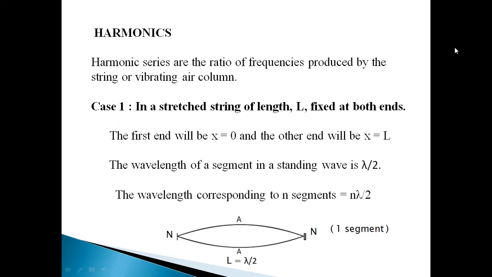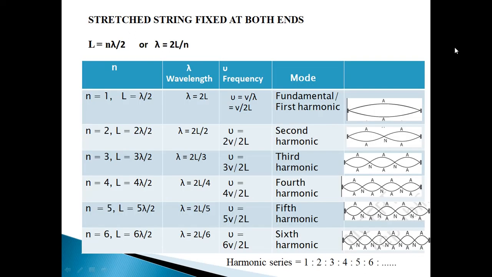So if there are n segments, then the length will correspond to n times lambda by 2. The first end we will consider as x equal to 0, and the right side end we will consider as x equal to L. Accordingly, we can formulate the different wavelengths and different frequencies.